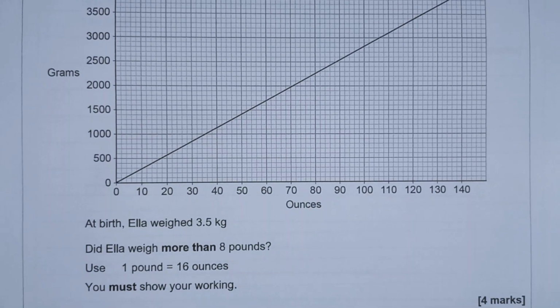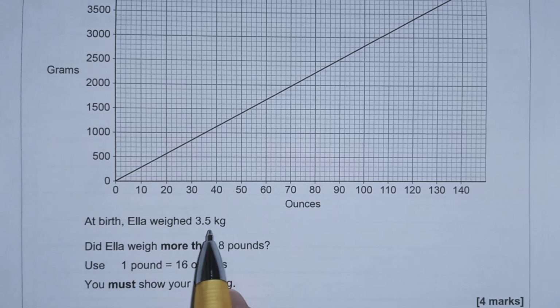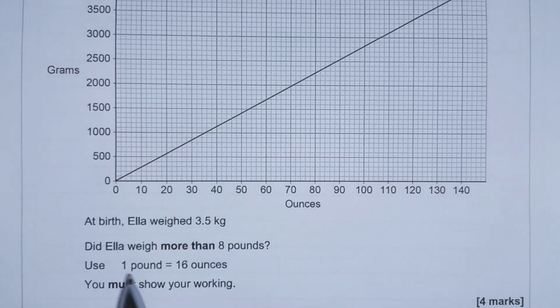Let's get the full question in. At birth, Ella weighed 3.5 kilograms. Did Ella weigh more than 8 pounds? Use 1 pound equals 16 ounces. You must show your working. Right, well, this is in kilograms. We've got a chart here to help us convert, but this is in grams.